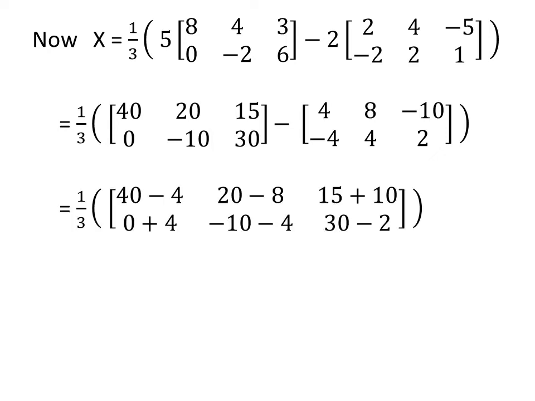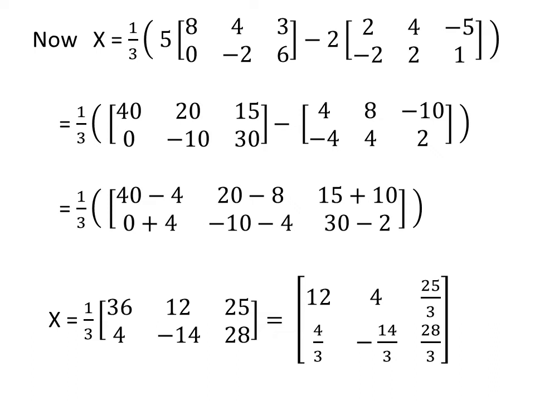To find 5B minus 2A, we subtract the elements of matrix 2A from the corresponding elements of matrix 5B. After subtraction, we get a matrix with elements 36, 12 and 25 in first row, 4, minus 14 and 28 in second row. Now, we multiply this matrix with 1 by 3 and we get matrix X with elements 12, 4, 25 by 3 in first row, 4 by 3, minus 14 by 3, 28 by 3 in second row.